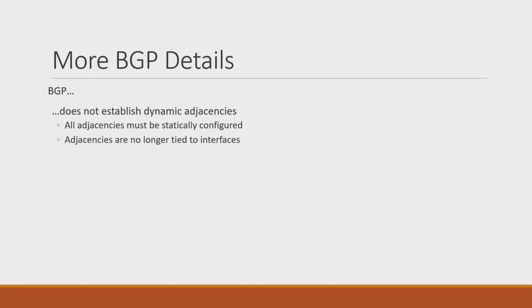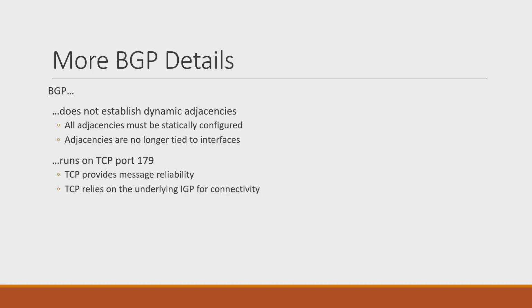Rather than configuring a network statement that matches some set of interfaces or just specifying that a routing protocol should run directly on an interface, you will need to configure neighbor commands that specify the IP address of the BGP neighbor. As we mentioned, BGP runs over TCP, specifically port 179.